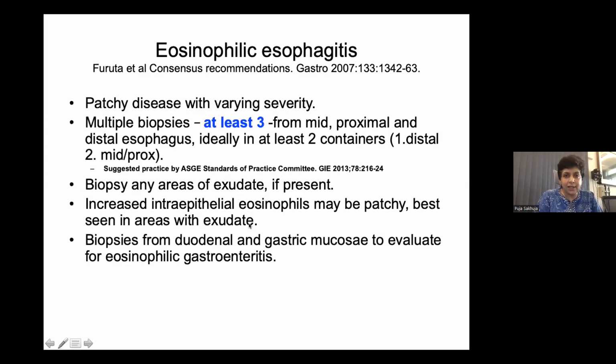It is a patchy disease. Therefore, it is important that multiple biopsies should be taken from the mid, proximal, and distal esophagus, all 3 sites. And it is in fact in the mid esophagus that we find maximum pickup of eosinophilic esophagitis. But if there is any area of exudate, a lot of eosinophils will be present there. So definitely take a sample from that area. And it is useful to take a sample from the duodenum and gastric mucosa to rule out an eosinophilic gastroenteritis.